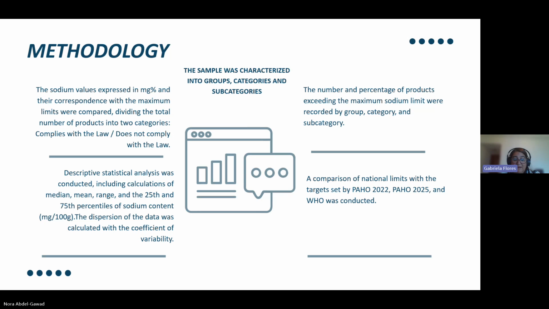The sample was categorized into 4 regulated groups: meat products, bread and soft dressings, and canned food and starchy products, divided into 11 categories and 53 subcategories. The statistical analysis includes median, mean, range, and 25th and 75th percentiles for sodium content. We assessed the percentage of products exceeding national limits and international targets by group, category, and subcategory. We compared the national limits with the PAHO 2022 and 2025 targets and World Health guidelines. The next, please.